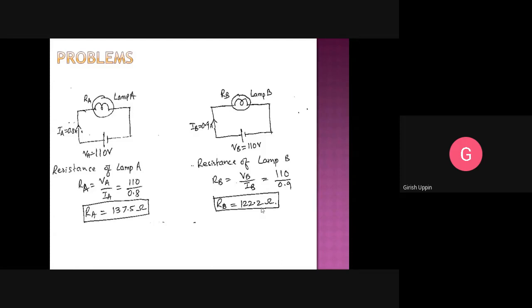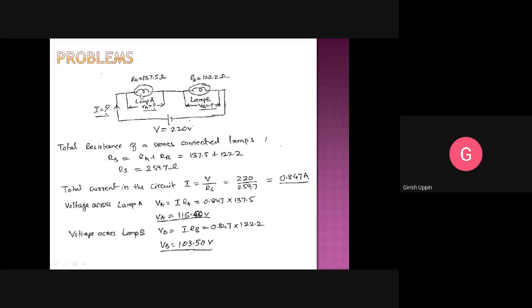Now we have to connect them in series across a 220 volt supply according to the problem statement. So first we will draw the circuit diagram. I have a lamp A. Either you can have a lamp picture or you can directly have a resistor. Resistor RA is connected in series with resistor RB. This series combination is connected across 220 volts.